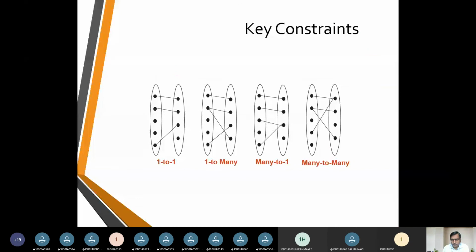And how are these relationships managed? Relationships are going to be managed with key constraints. So what are the key constraints? They are going to be a one-to-one relationship. They can be a one-to-many relationship. They can be a many-to-one relationship, or they can be a many-to-many relationship.